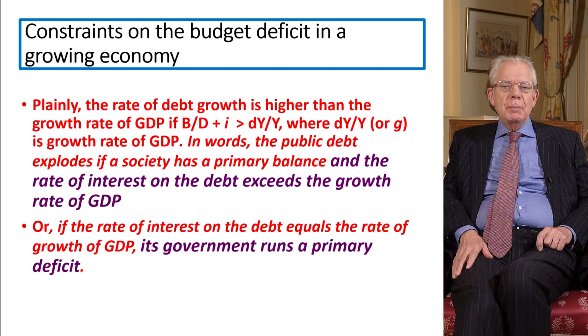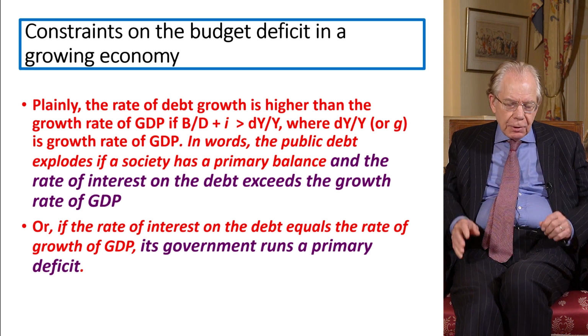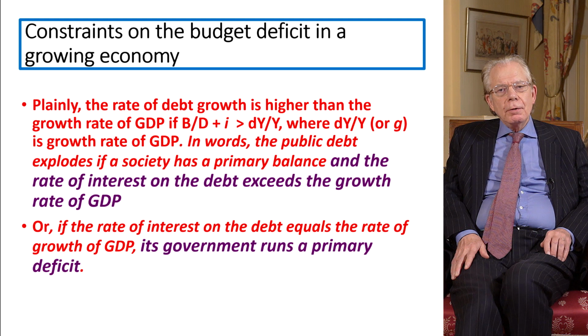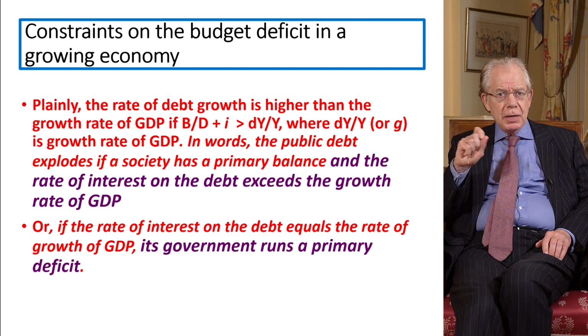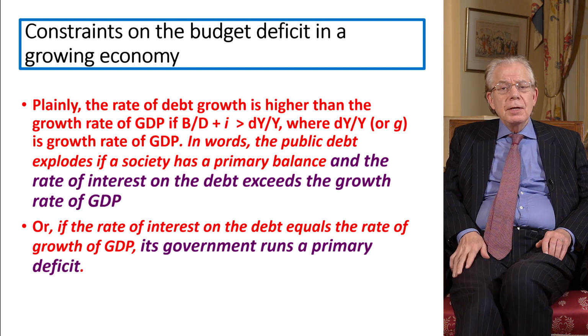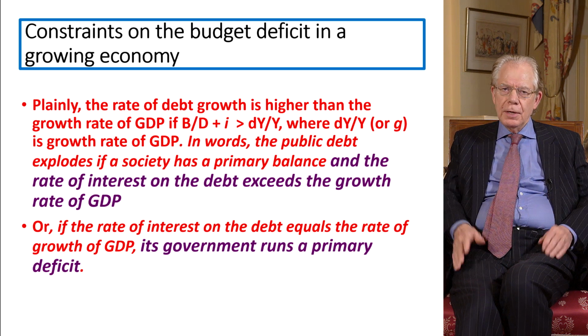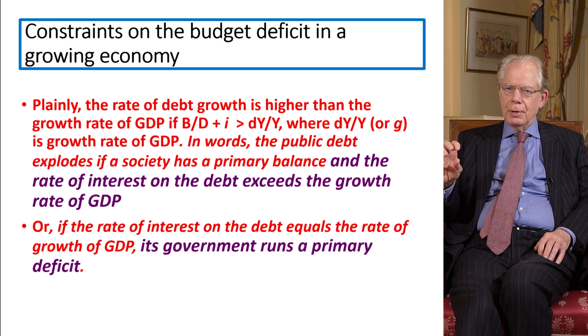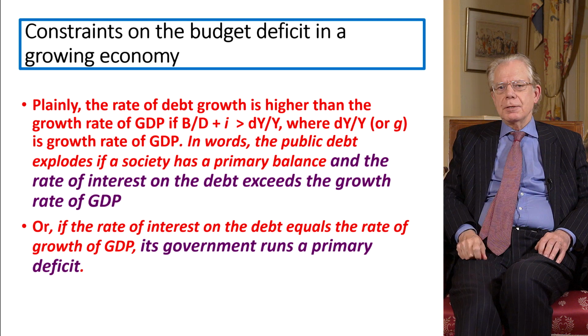Now then, let's take this on a little bit more. It's obvious that that's the growth rate of the debt, that the debt is growing faster than GDP if the primary deficit divided by the debt plus the interest rate is higher than the growth rate of the economy. Assuming away inflation, so we're talking about the trend growth rate of real output against the interest rate on the debt.